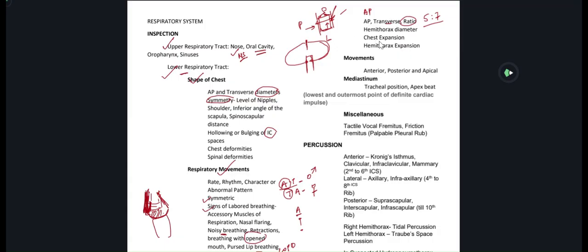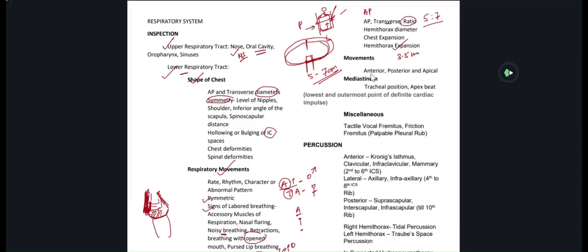Okay. Then you are going to keep your tape from this side to that side, okay, and measure the chest expansion. So when the lung expands from one tape to the other tape, this increase in the distance has to be at least 5 to 7 centimeters, as we had read previously. And for hemithorax expansion, if the total is 5 to 7 centimeters, it has to be somewhere around 3.5 centimeters on each side. It has to be equal.